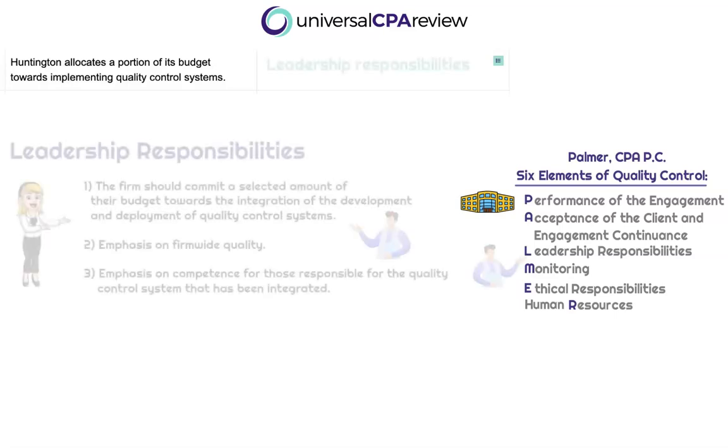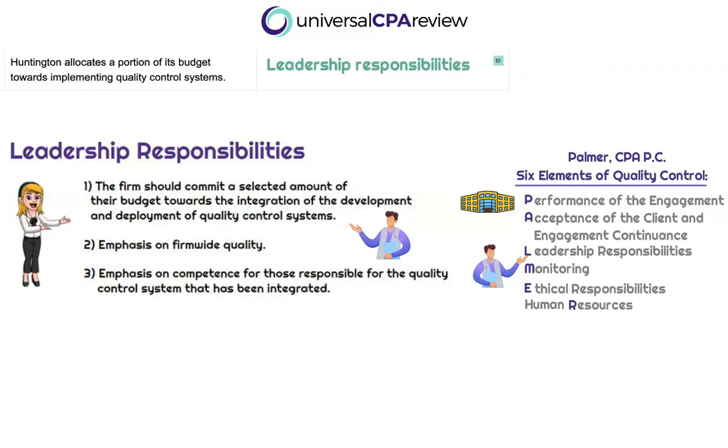Okay, so next up, Huntington allocates a portion of its budget toward implementing quality control systems. This falls within leadership responsibilities, the L in our Palmer mnemonic. Okay, so one of the key characteristics is the firm should commit a selected amount of their budget towards the development and the deployment of quality control systems.